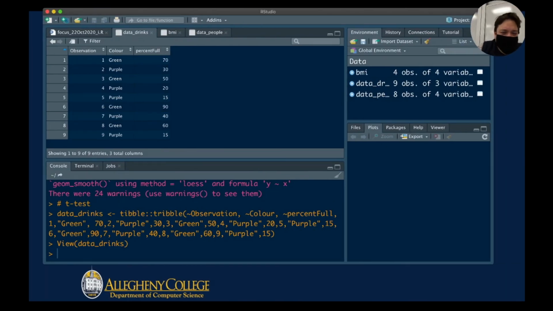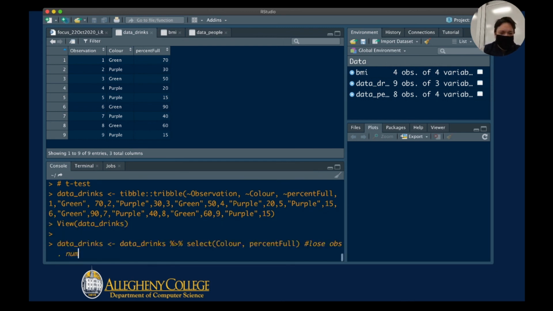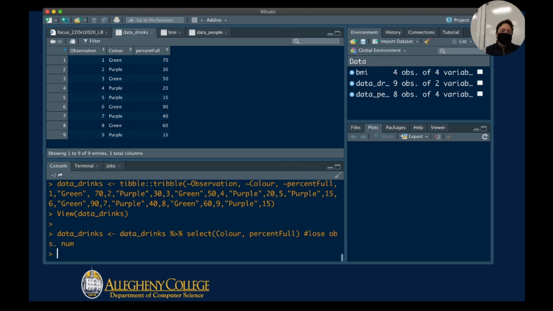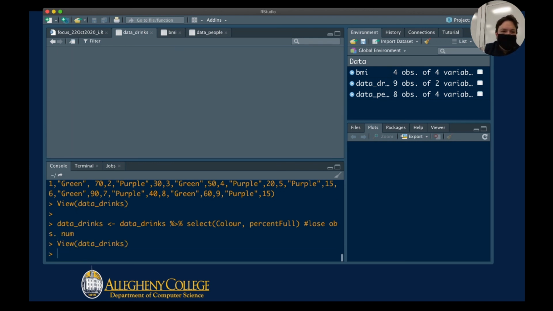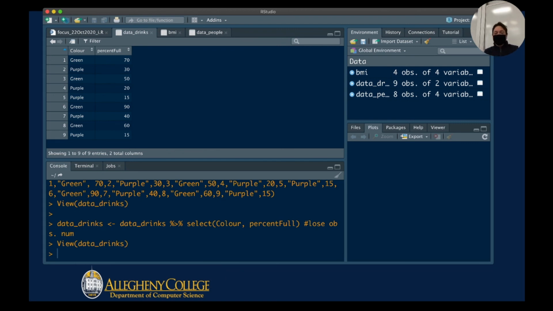I'm going to remove the notion of observation. I don't need observation here. So I'm going to create a new data set, data drinks, which will write over, actually I'll call this data. When I run this, if I close this down and go back to my data drinks again, you'll see that now my data has been wrangled.